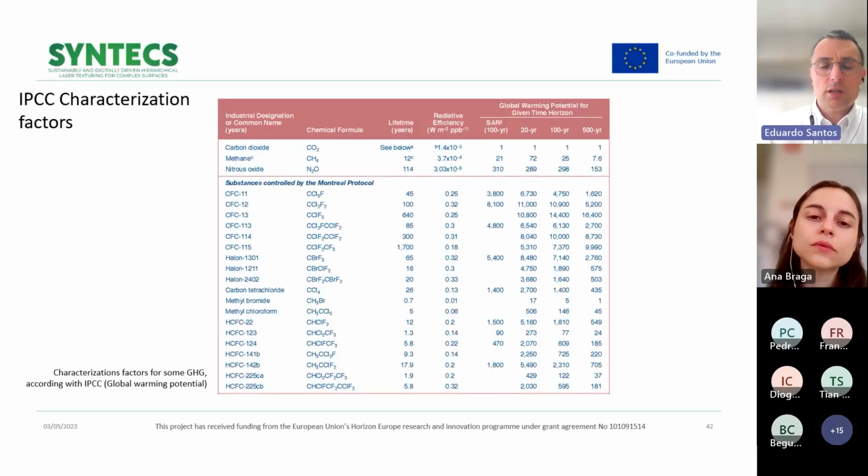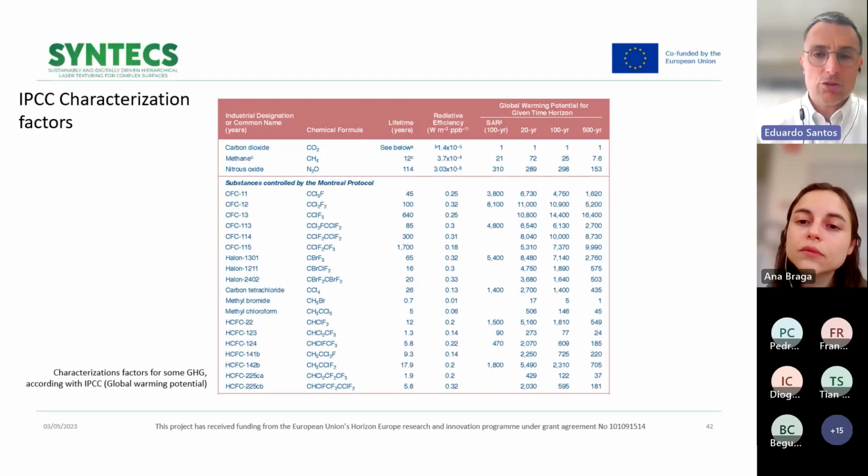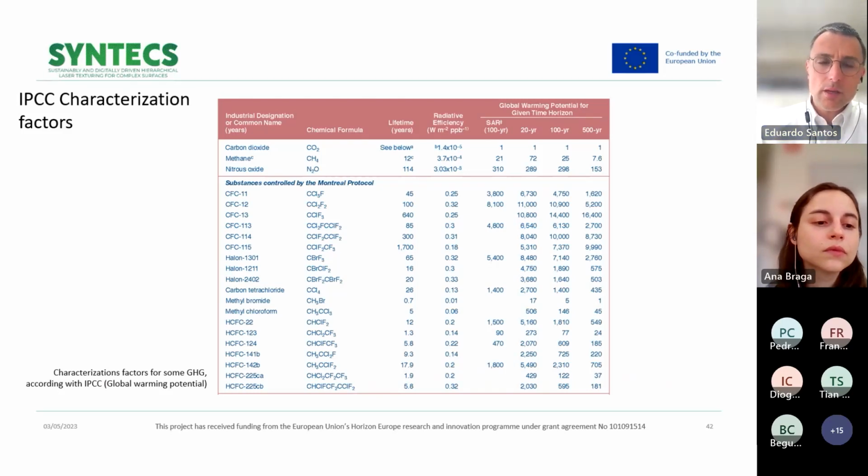So here is just an example of a bunch of environmental impact indicators, characterization factors for the climate change and global warming potential for the different substances. They are all correlated with carbon dioxide, which is established as the reference unit.